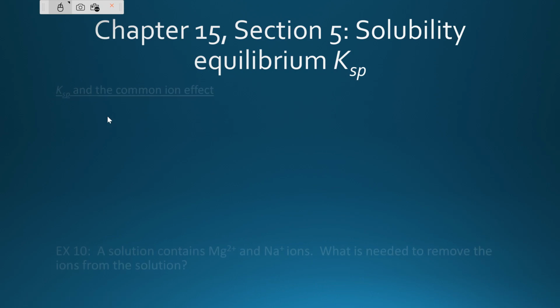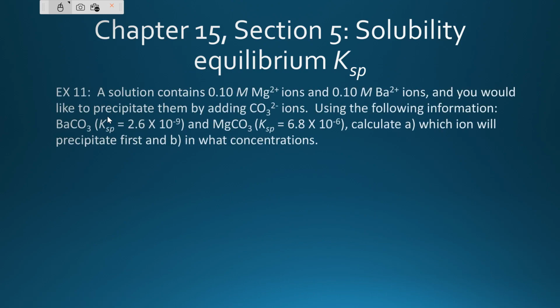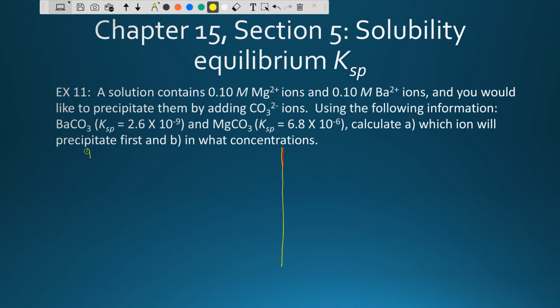Now we can use this to our advantage to do some basic math with it as well. A solution has a certain amount of this and barium ions in there, and you'd like to precipitate them using some carbonate, okay? Using the information provided, which one is going to precipitate first? So we're going to do these simultaneously, guys. This becomes almost like a limiting reagent problem. I have my barium carbonate, and that's going to dissociate into barium ions as well as my carbonate ions. Similarly, I have magnesium carbonate, and that's going to dissociate into magnesium and carbonate.